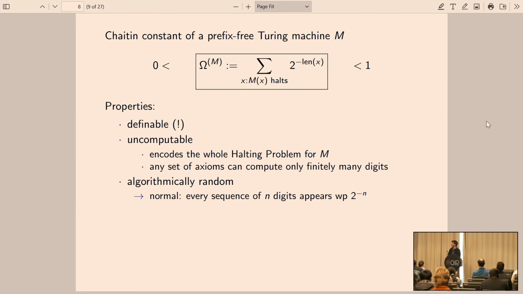It's also known that Chaitin's constant is algorithmically random. And there's a sort of interesting tension between uncomputability and randomness in that one implies lots of useful information and then one implies none. And as a result of this algorithmic randomness, it's known that this number is normal. So every sequence of n digits appears with probability 1 over 2 to the n. So the digits really do appear as though they've been generated just by flipping a coin.